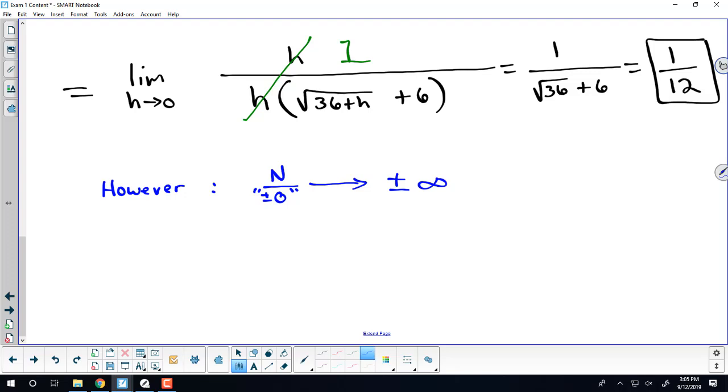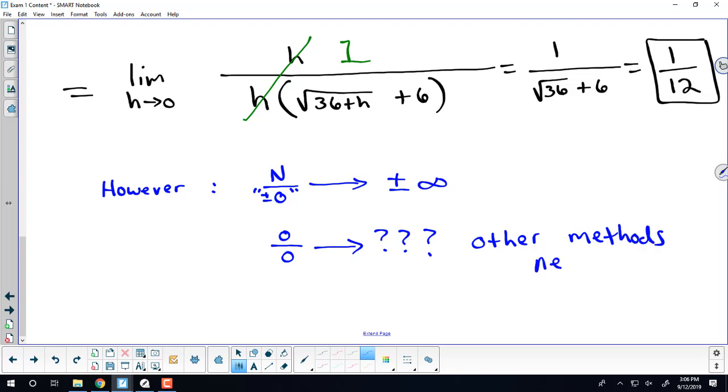What was the case where infinity over infinity is 1? Not always. No, it's not. So let me just write this here. We can't determine that. We have other methods needed. Same thing with infinity over infinity. Other methods are needed for those two.